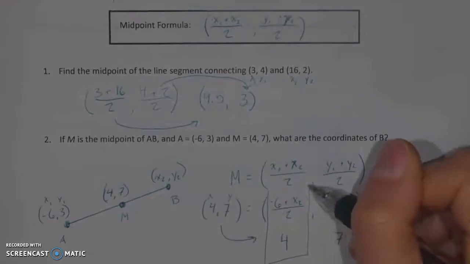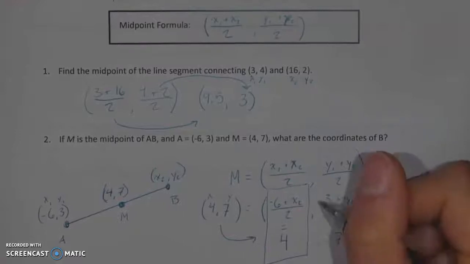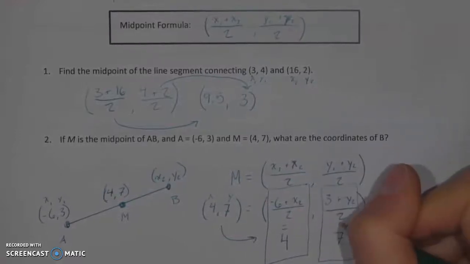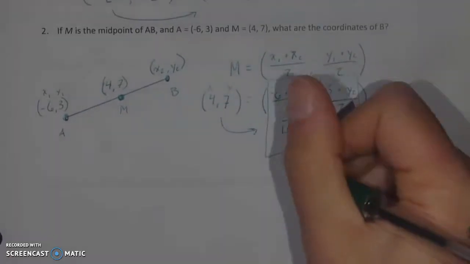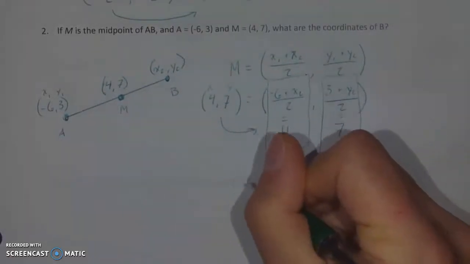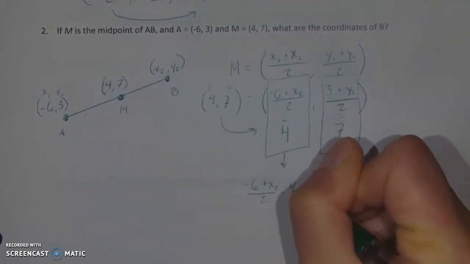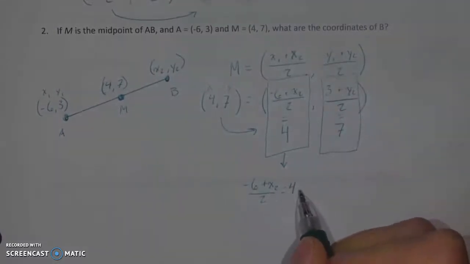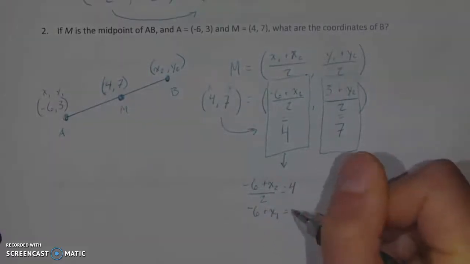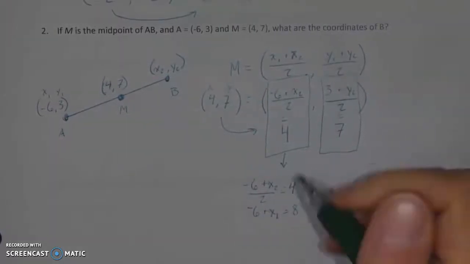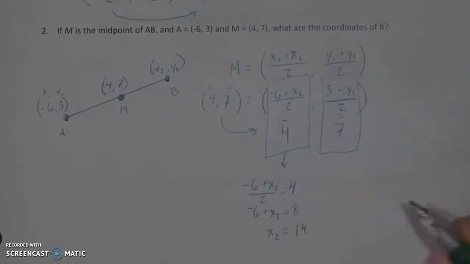So I know that when I plugged this in, I ended up with an answer of 4. And when I plugged this one in, I ended up with an answer of 7. So I can move down and just solve these one by one. This is saying that negative 6 plus x2 divided by 2 is equal to 4. If I multiply both sides by 2, I get negative 6 plus x2 is equal to 8. And if I add 6 to both sides, I have my x2 coordinate, which is 14.